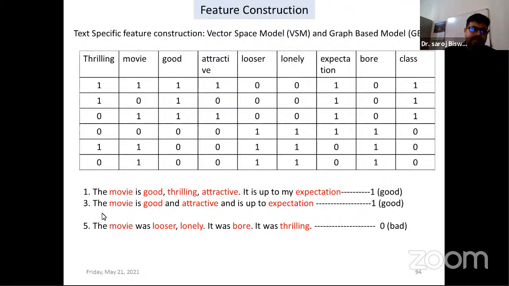So whenever we have this kind of words, the, is, those kinds of words are not considered for processing. Initially we have to construct the feature, right? So we can take the words or the terms. Here we have a movie, good, thrilling, attractive, expectation. Again here, movie, good, attractive, like that.